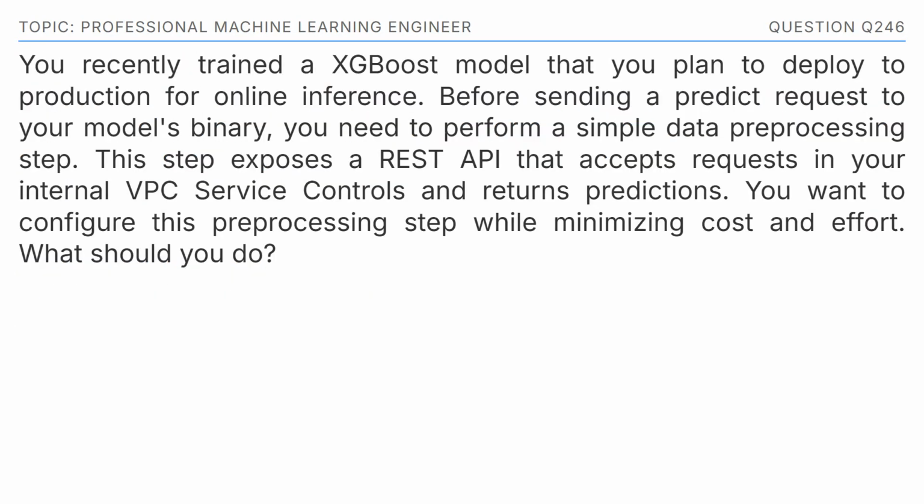You recently trained a XGBoost model that you plan to deploy to production for online inference. Before sending a predict request to your model's binary, you need to perform a simple data pre-processing step. This step exposes a REST API that accepts requests in your internal VPC service controls and returns predictions. You want to configure this pre-processing step while minimizing cost and effort. What should you do?